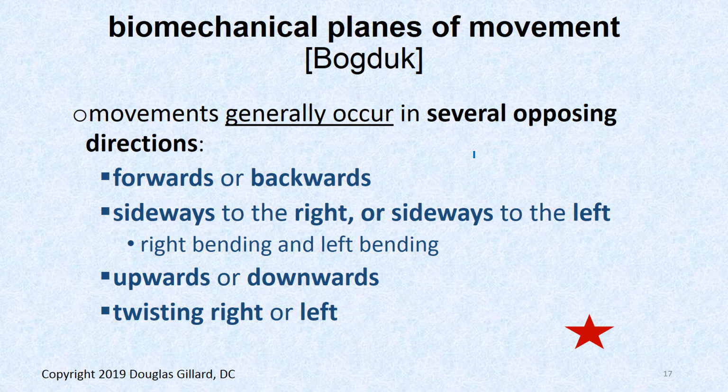Biomechanical planes of motion. Movements generally occur in several directions, and they oppose. There'll be a forward movement and a backwards movement, a sideways to the right or sideways to the left, an up movement and a down movement, a twisting to the right and a twisting to the left.